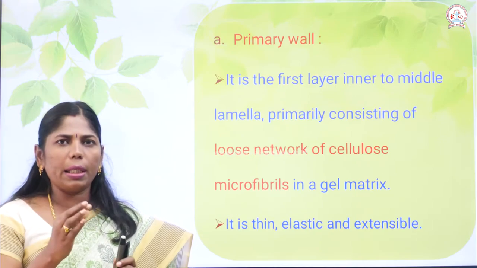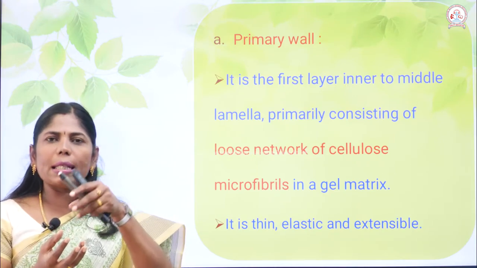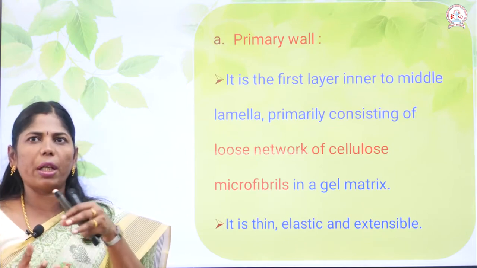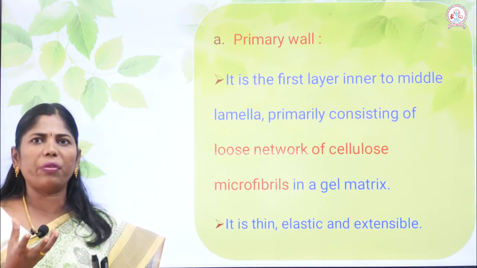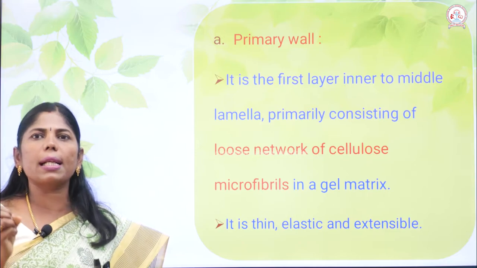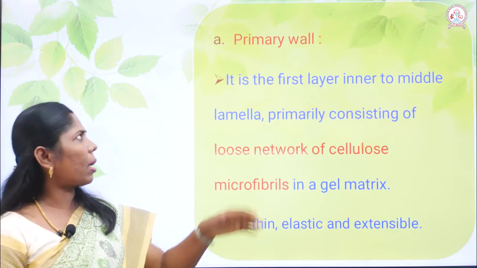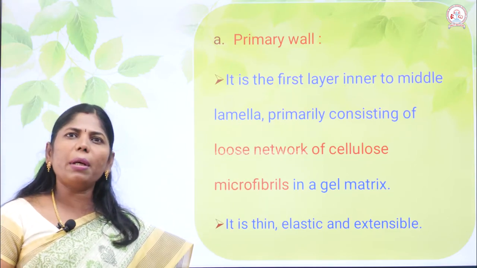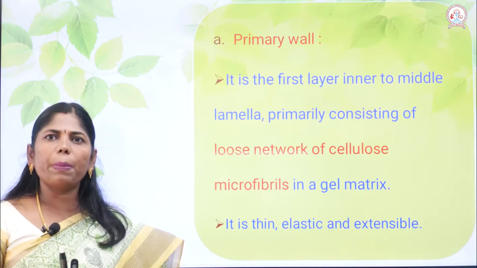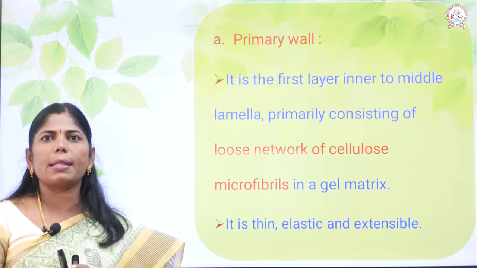Just imagine a gel is there. In the gel we can see some fibers, like coconut fibers. Imagine it looks like coconut fibers, and it consists of cellulose. So this is the structure of the primary wall. The primary wall of the cell wall is made up of cellulose. The main cell wall material is cellulose.